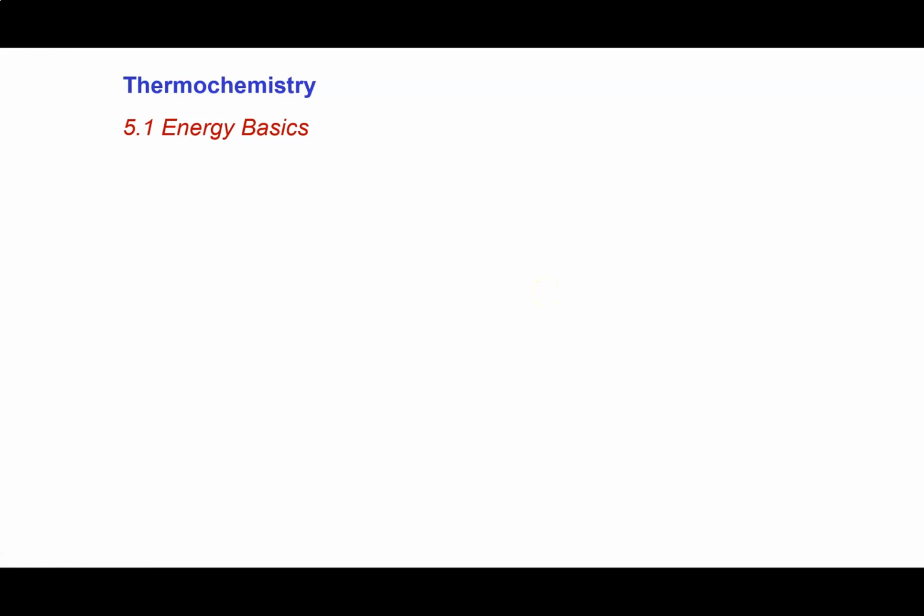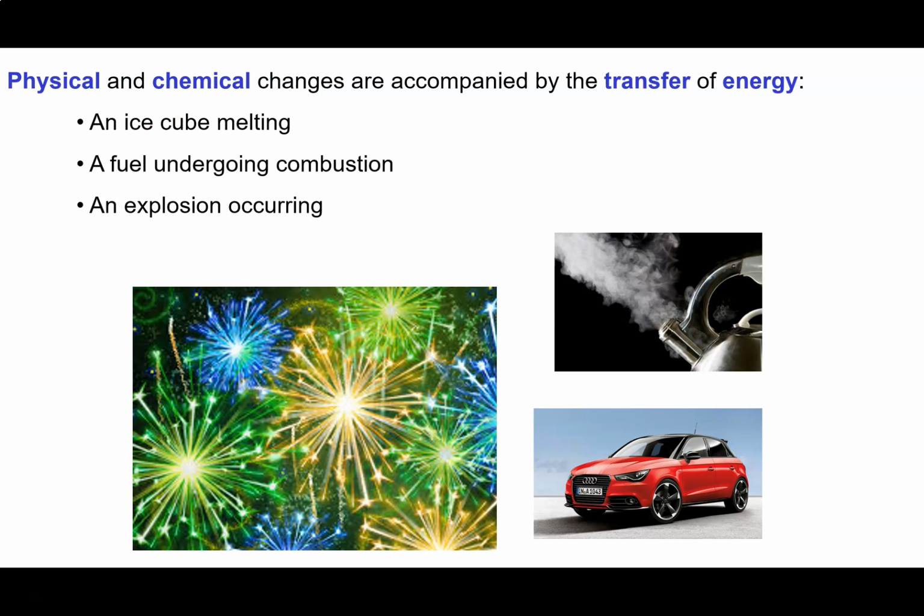So in chapter 5, we're going to be studying thermochemistry, and we begin with an overview of energy basics, and we talk about the types of energy changes that we see when physical and chemical processes occur to a sample of matter. So the first thing that's important to recognize is that a physical or chemical change of a sample of matter will be accompanied by a transfer of energy.